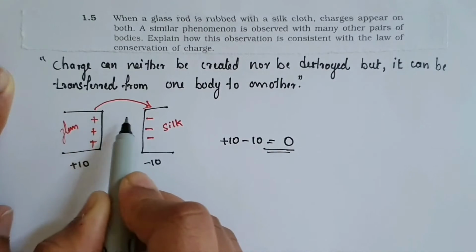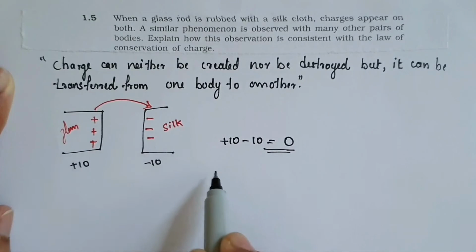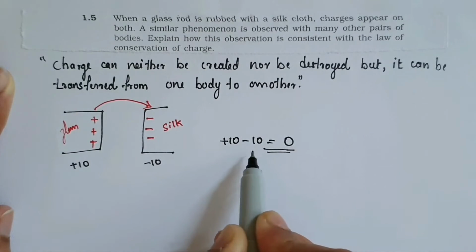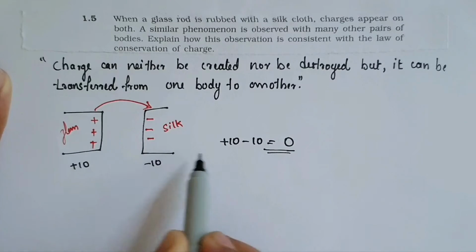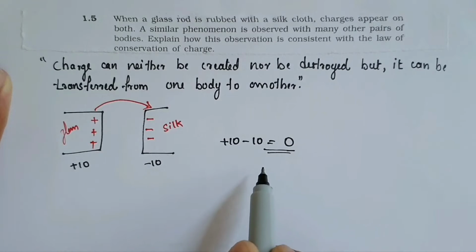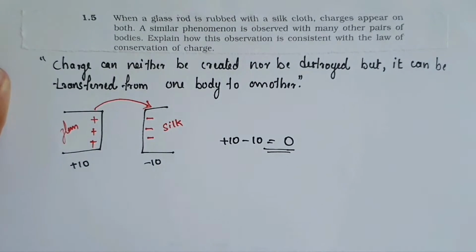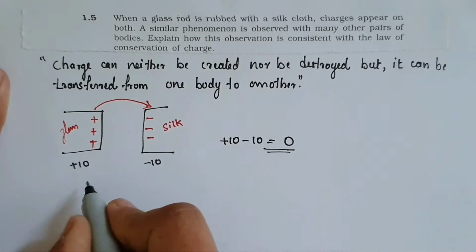When they rub against each other, they get charged, and the total sum of the charges of the two bodies is equal to 0. So before and after rubbing, the total charge of the system is the same, or it is conserved. Therefore, this is consistent with the law of conservation of charge.